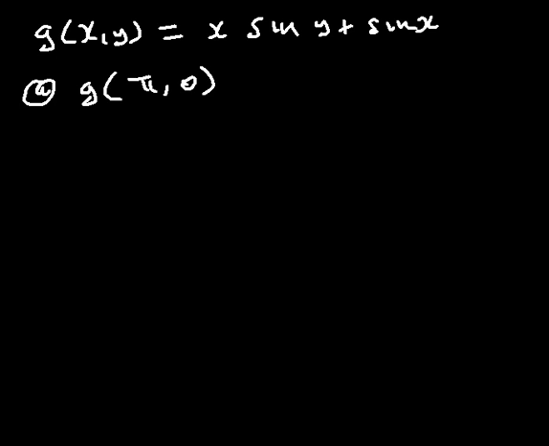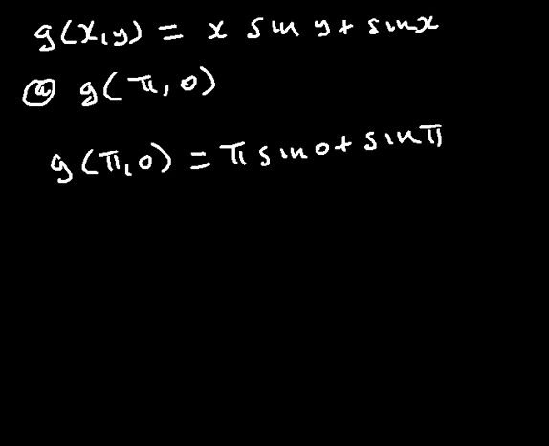The principle remains the same. That will be given as g of pi comma 0, which is pi times the sine of 0 plus the sine of pi. What is the value of sine 0? Sine 0 is the same as 0. So we have 0 times pi, which is 0, plus the sine of pi. Pi is the same as 180 degrees, and sine 180 is the same as 0. So hence we have the overall being given as 0.